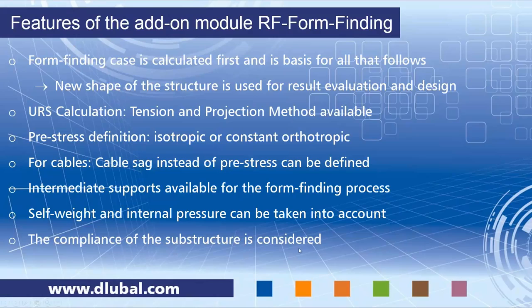And then what we have available, and I think what's actually quite important to have, are the intermediate supports that are available just for the form finding process. So you can deactivate supports once the form finding process is completed. You can consider self-weight and internal pressure, and that's quite obvious, I think. So all the deformation of the substructure is considered. That's all for the PowerPoint slides right now, and we go ahead and have a look into RFEM now.